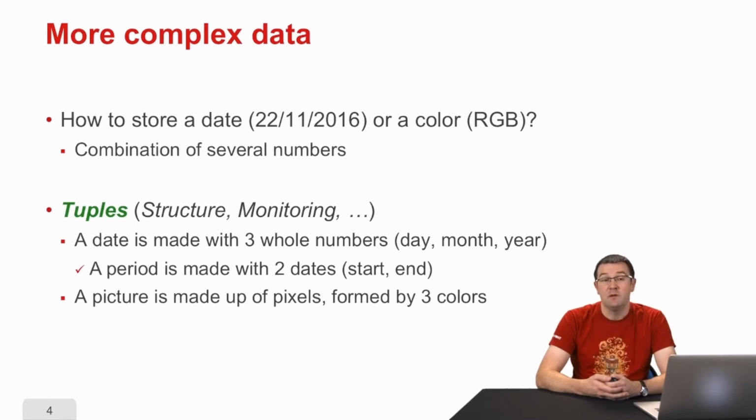Eventually, we can make tuples of tuples if we say, for example, that a period is made with 2 dates that are made with 3 numbers, or an image is made with pixels that are made with 3 colors. So we can gather these numbers to create more complex data.